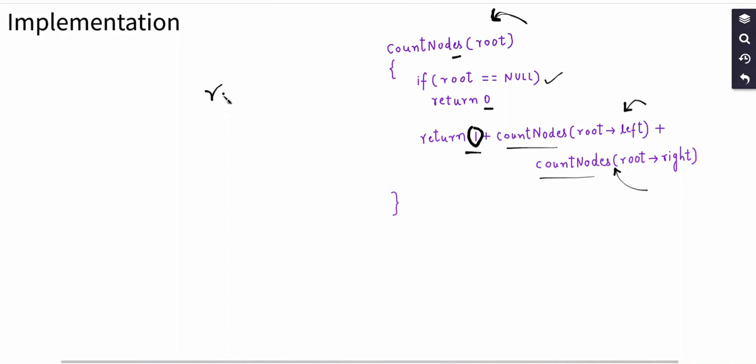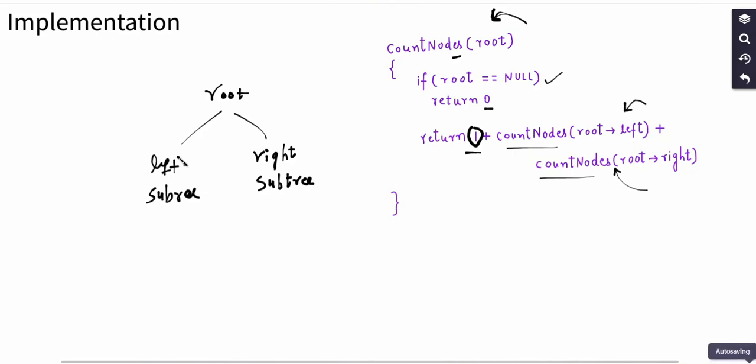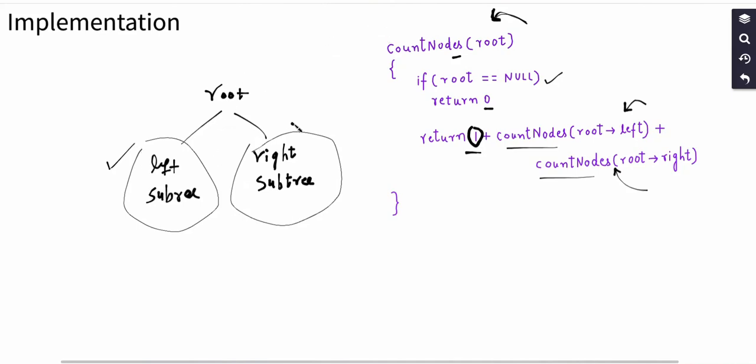So let's say we have root here, and then we have our left subtree, and then we have our right subtree, and we call the count nodes function for the left subtree and for the right subtree. So let's say the number of nodes in the left subtree are x and the number of nodes in the right subtree are y, and the final answer for this entire tree would be x plus y plus 1, where 1 accounts for the root node itself, and that's what we are doing here.